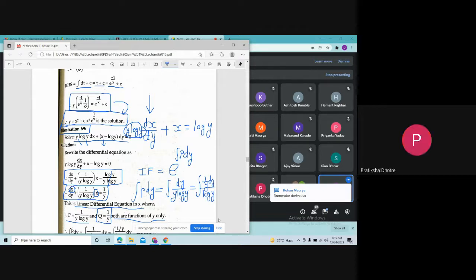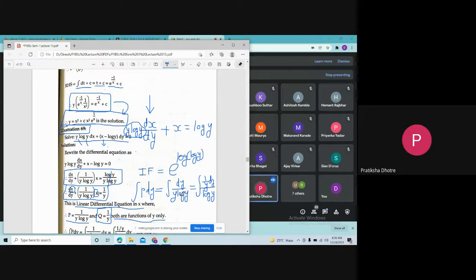No, no sir. Now observe, sir, the derivative of log y is in the numerator. Yes sir. So what is the answer of this integration? Sir, log of log y. Log of log y. Okay, so here I am replacing this integration p dy by this term, that is log of log y. Is that clear?